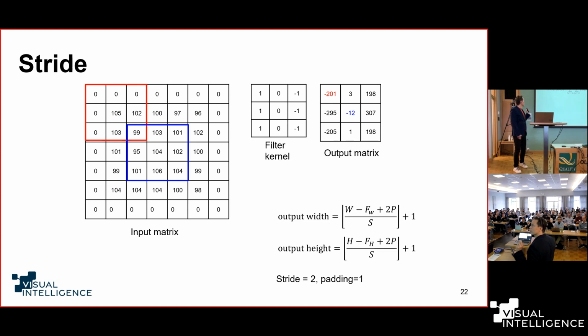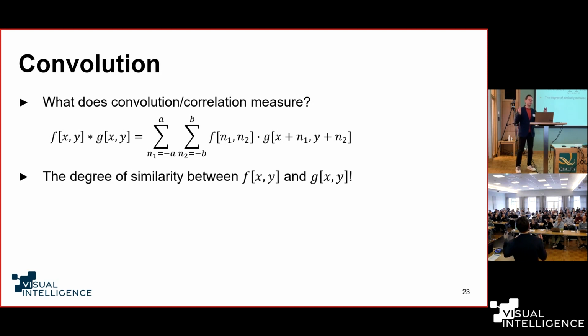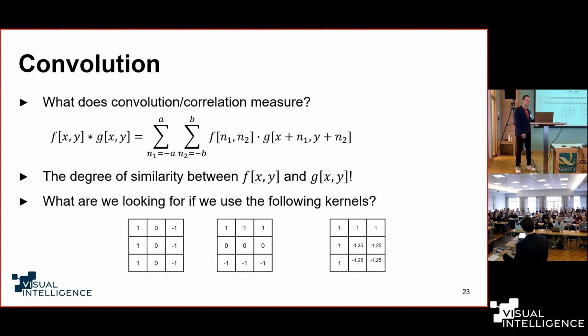Okay, so what does this convolution actually measure? Is it correlation? It's a fundamental question. I'm not going to ask you questions, I will just tell you: some kind of degree of similarity between the image and the kernel. What is measured? If you have these kernels here, what could be similar to something like that?